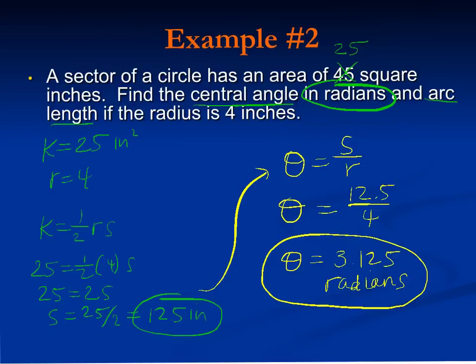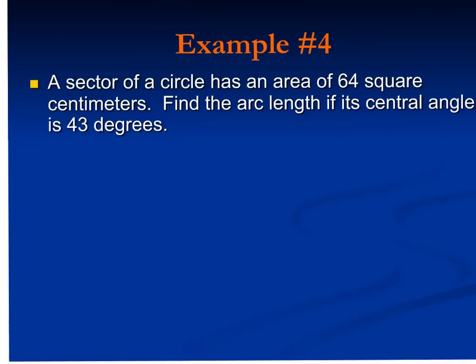We get an arc length of 12.5 inches and a central angle of 3.125 radians. As you read through this next example, the one word that should jump out at you is degrees. We haven't seen any with degrees yet, so we will be using those formulas with the thetas in them. So a sector of a circle has an area of 64 square centimeters, so K equals 64. We're looking for the arc length, and we know our central angle is 43 degrees.